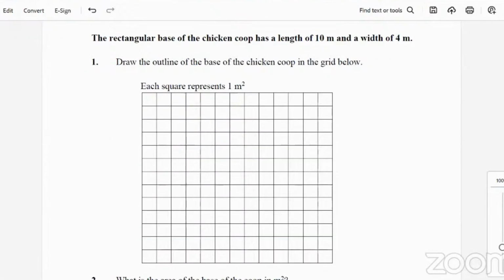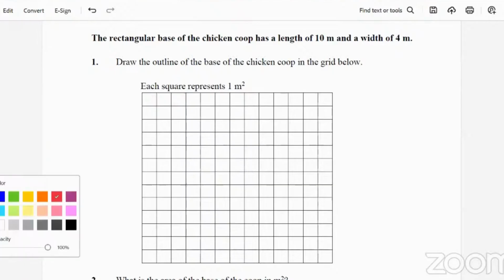Okay, so you have this grid. You can pretty much choose to put your base anywhere on this sheet. Let me see where I'm going to put mine. Let me use blue. Okay, so what we're going to do is count off 10 squares. Okay, 10 units. Each square represents 1 meter. So we're going to count off 10 squares, and then we're going to count off 4.